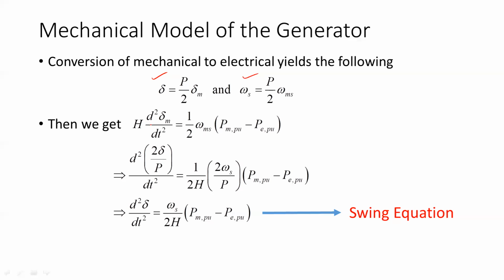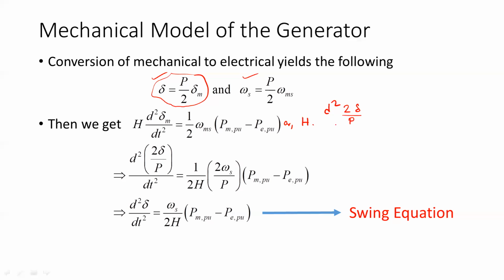What we had previously was H into d squared delta m by dt squared is equal to half omega ms into pm minus pu. Now if I convert it to electrical quantities, what will delta m be? 2 delta by P. You can see from this expression that delta m will be twice delta by P.